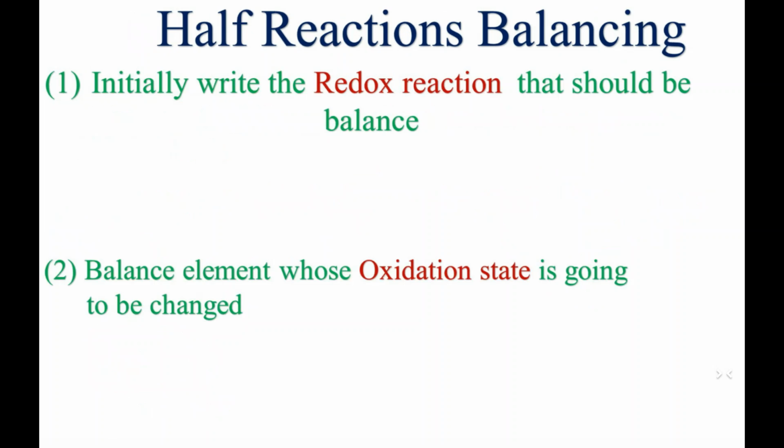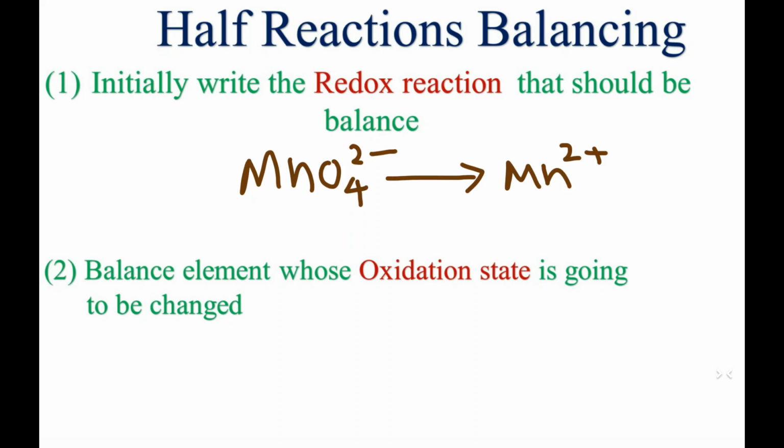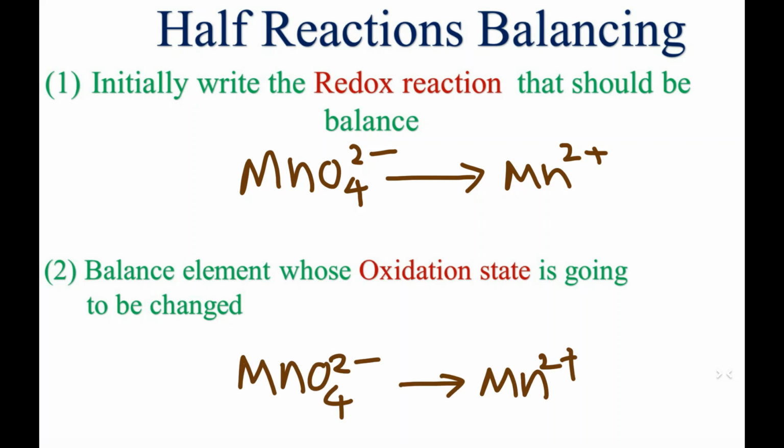In the second example we need to balance manganate ion, MnO4 2 minus becomes Mn2 plus. This is the reaction we have to balance. In acidic medium MnO4 2 minus becomes Mn2 plus. So we don't need to balance manganese. On both sides there is only one manganese atom. So this is the reaction we have to balance in the acidic medium.